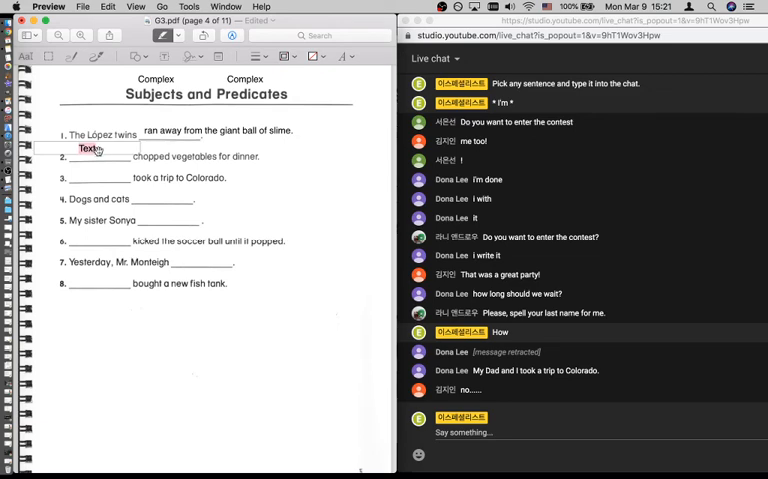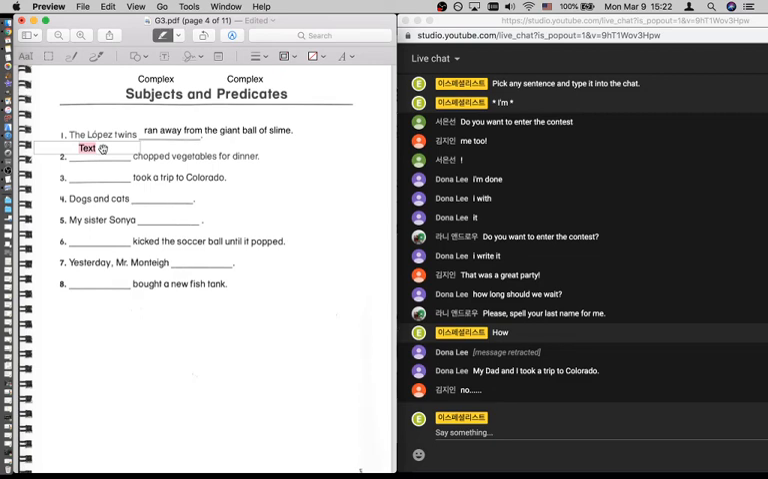Okay, so here we can have a subject, complex subject, who chopped vegetables for dinner. We can make a simple subject, right? I chop vegetables for dinner. Declan chopped vegetables for dinner. Declan teacher chopped vegetables for dinner, right? We can make it more complex too, right? Here we have my dad and I took a trip to Colorado. So it can be more than one person.